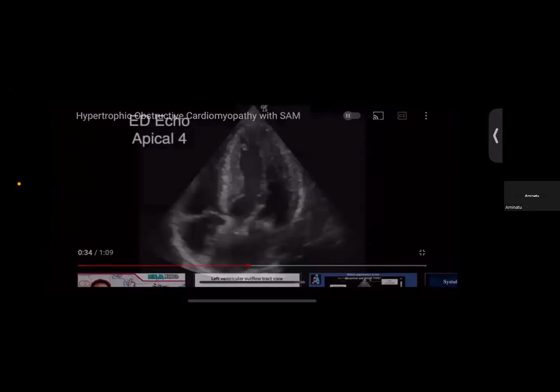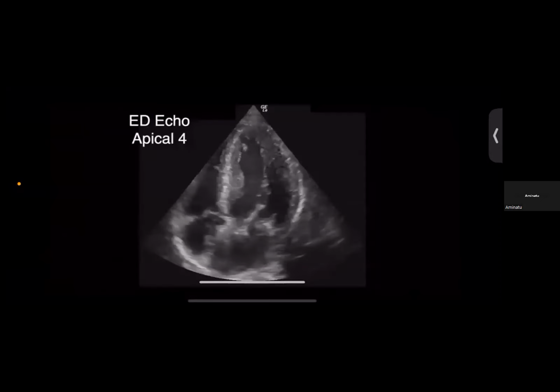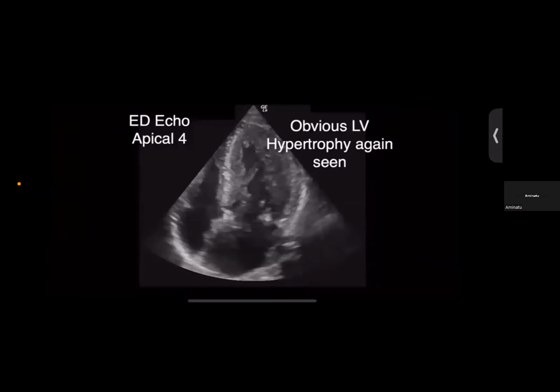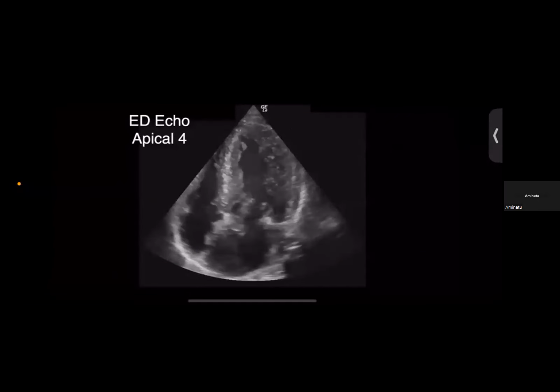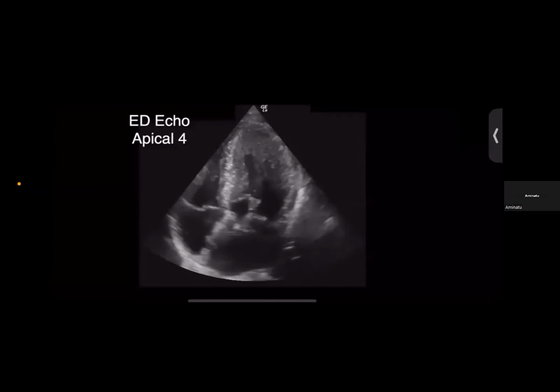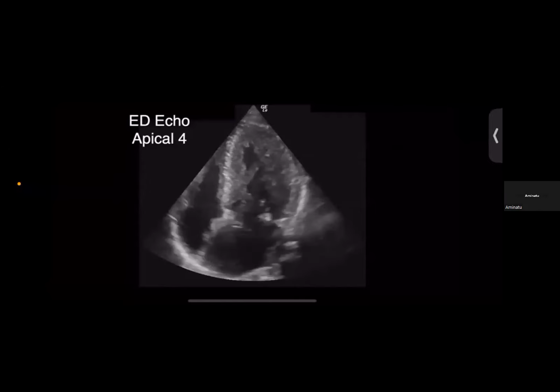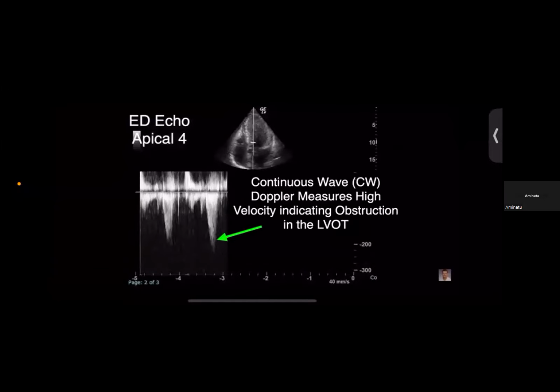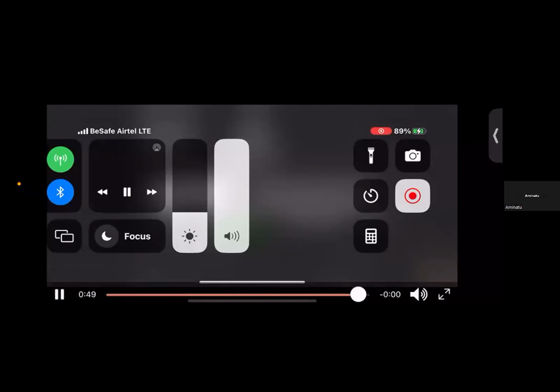This is the four-chamber view, also showing the hypertrophy in the LV. And then you look carefully and you can see the systolic anterior motion of the mitral valve, causing obstruction at the LVOT. Okay, and then this is the gradient that is measured, a very high gradient due to obstruction.